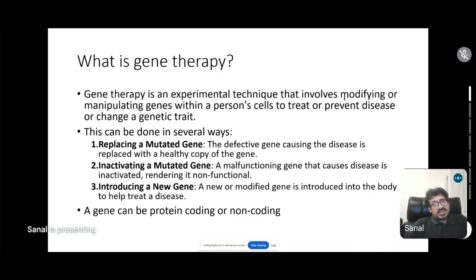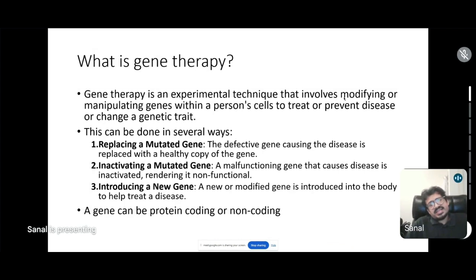So, what is gene therapy? It's an experimental technique that involves modifying or manipulating genes within a person's cells to treat or prevent disease or change a genetic trait. This can be done in several ways. You can replace a mutated gene which is causing the disease, or inactivate a mutated gene, or introduce a totally new gene.